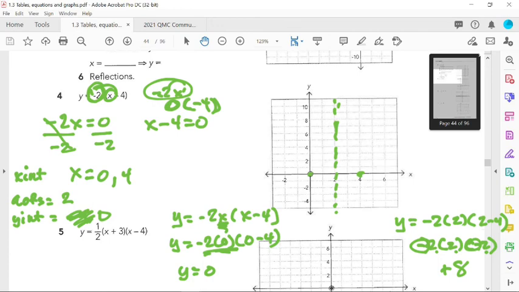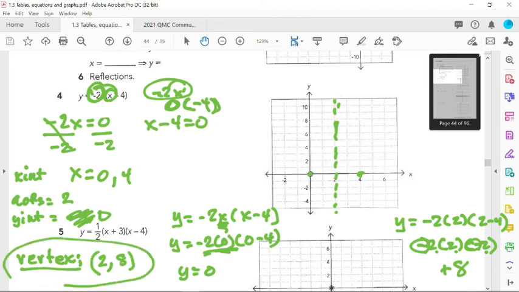Okay, so that gives us a vertex. And listen, guys, if you don't spell out what the vertex is, you're going to end up in some trouble. So the vertex is 2, 8. Make sure that that value is somewhere in your working because they will be looking for it. So 2, 8 is up there.